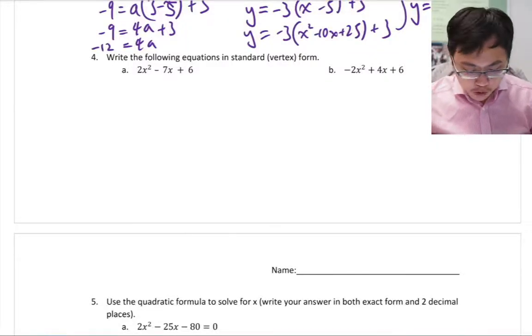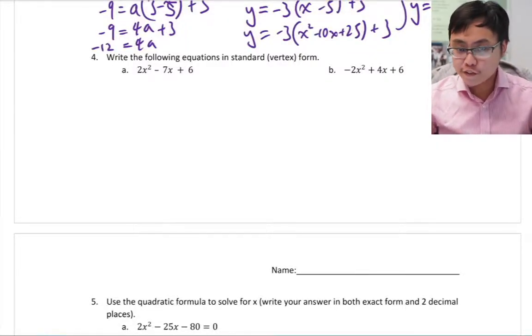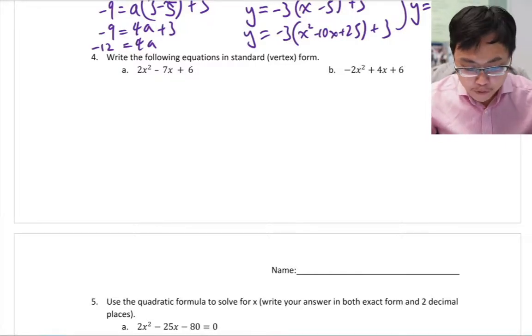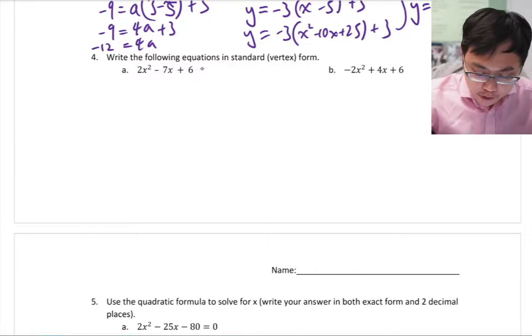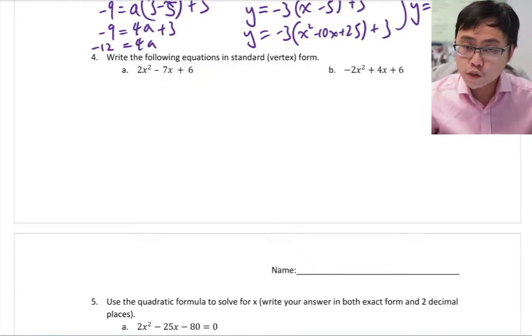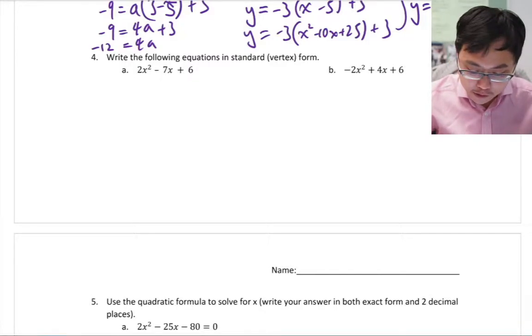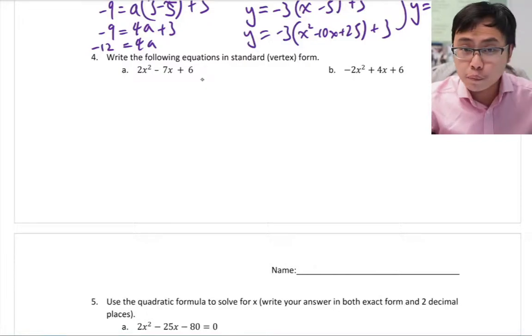I'm going to do question 4 and 5 in this video, and then 6, 7, and 8 will be in the last video. So write the following equations in standard vertex form. So this currently is in general form, ax squared plus bx plus c, and we have to put it back into that a bracket x minus p whole squared plus q form. That's the standard vertex form. And so we need to complete the square.